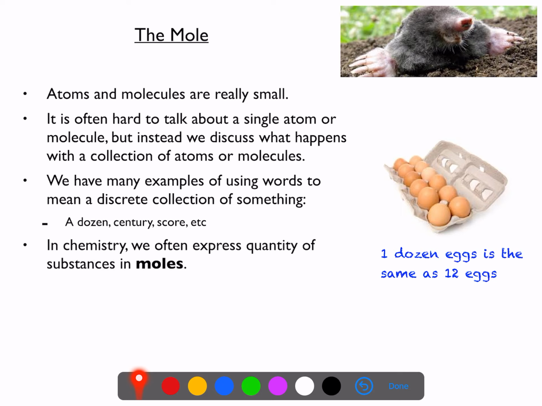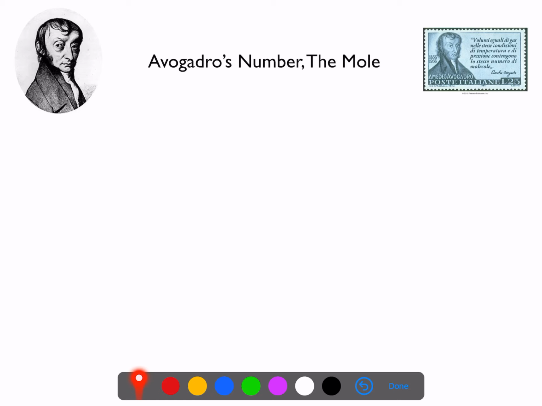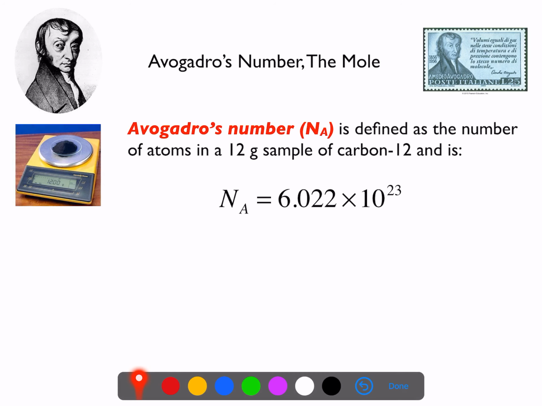Each mole has a given quantity of atoms, a given quantity of molecules present. So we will talk about counting by moles of a substance. The concept of a mole was developed by Avogadro, shown here, and immortalized in an Italian postal stamp here. And Avogadro's number, which has been abbreviated capital N with a subscript capital A, is defined as the number of atoms in 12 grams of carbon-12. And that has been determined to be 6.022 times 10 to the 23rd.